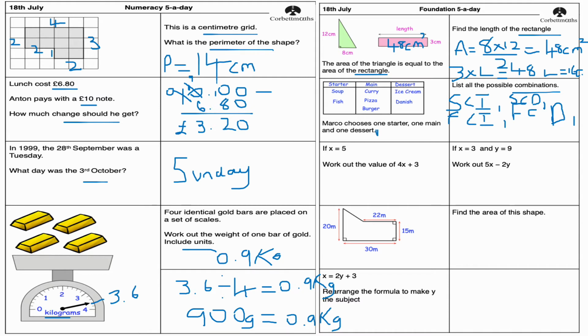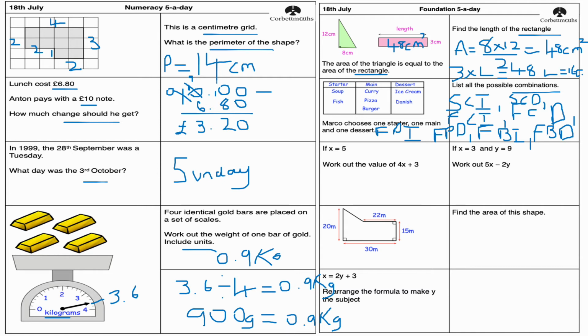I can also have fish, pizza and an ice cream. I can have fish, pizza and a Danish. I can have fish, burger and an ice cream. And I can have fish, burger and Danish. Okay, they are all my possible combinations.